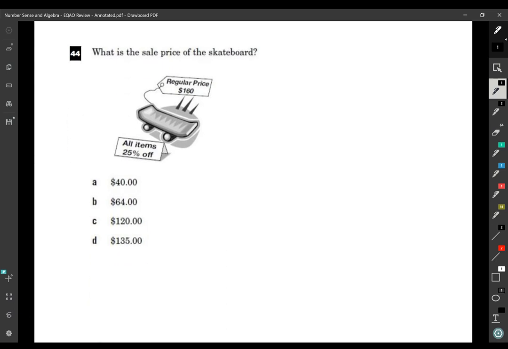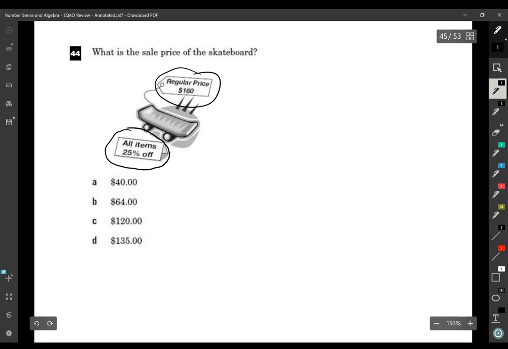Let's do 44. What is the sale price of a skateboard? So the regular price is $160, and it says here that all items are 25% off. So if I'm saving, that means I'm saving 25%. So how much am I actually paying?